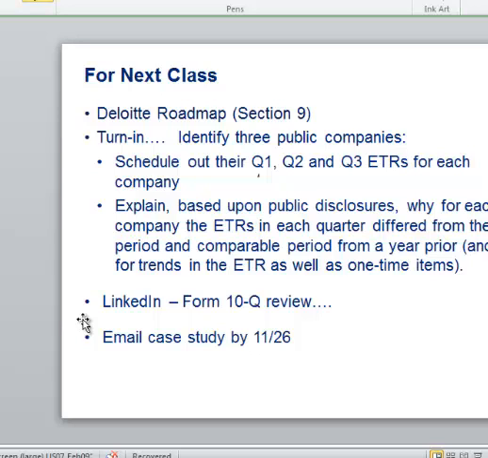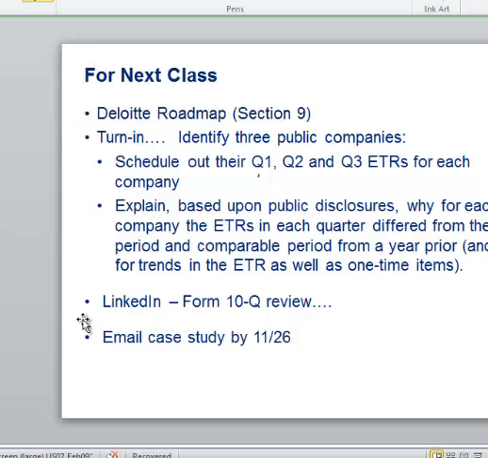So here's what I want you to do for the homework. Find 3 public companies. I don't care which ones. Go and get Q1, 2, and 3. Pick a company that's calendar year that would have already had Q1, 2, and 3 earnings. Should be easy given where we are in the calendar year. Go find Q1, 2, and 3, map out the ETRs, explain why the quarterly rates go up and down. So in one quarter it's 34%, the next quarter it's 28%, the third quarter it's 31%. Explain why it goes up and down.